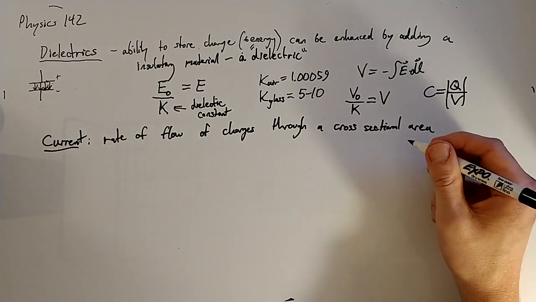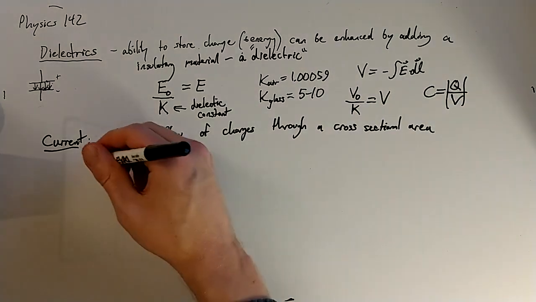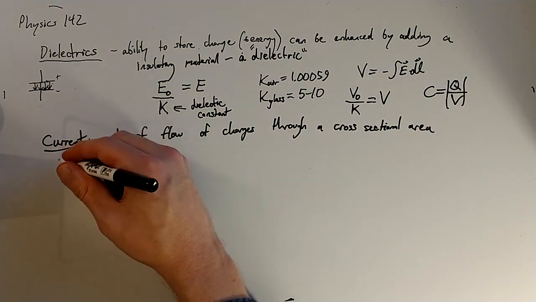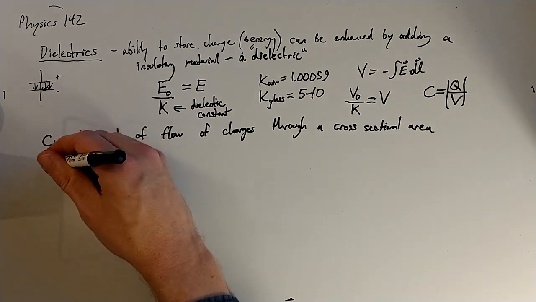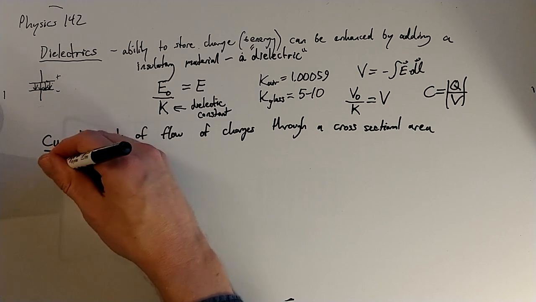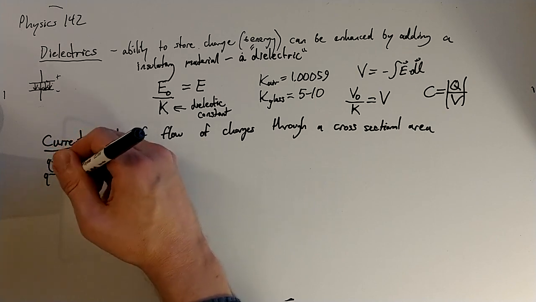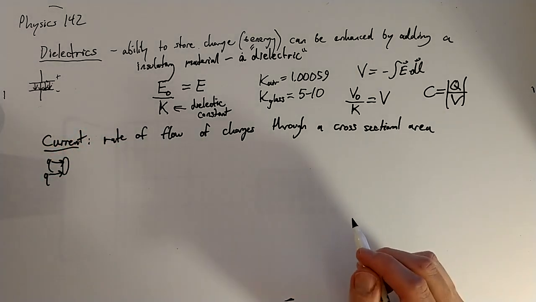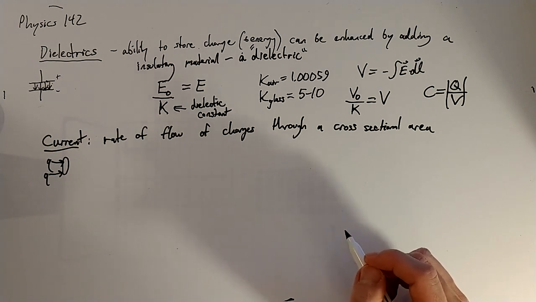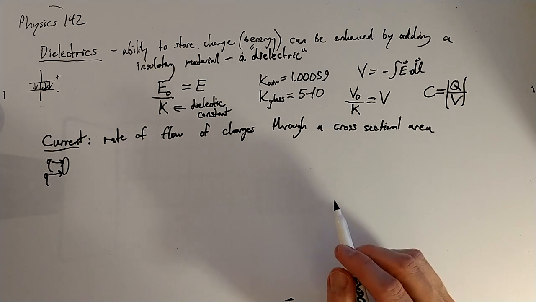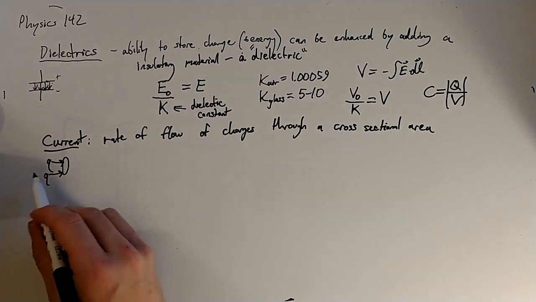So what do we mean by that? Well, if you have, say, some sort of wire or something like that, or really anything, and that has some area, then however many charges are going through that area, say per second, that is our idea of current. So current is our way of thinking about the motion of charge from one region to another region.